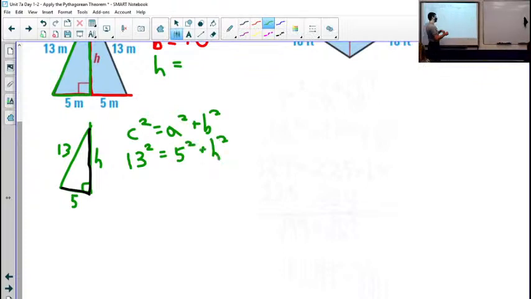And then I'm going to solve this one pretty quickly because it works out really nicely. And so we're going to subtract 25.